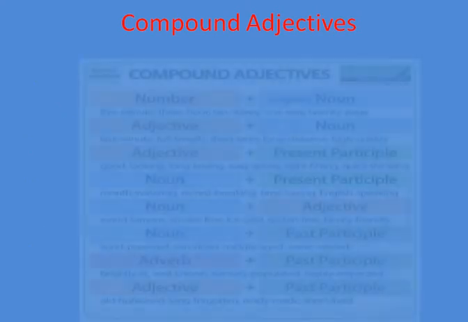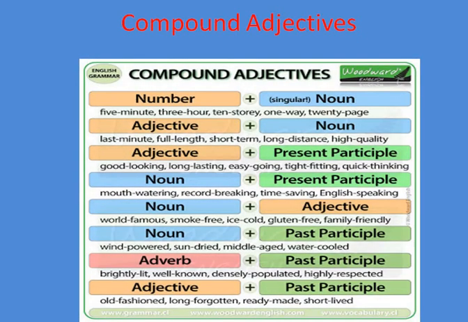Now all the combinations that I have discussed with you a little while ago are given in the form of a table. You can see a number plus noun, adjective plus noun, adjective plus present participle along with the examples, noun plus present participle, noun plus adjective, noun plus past participle, and adverb in combination with past participle, and last but not the least, adjective in combination with past participle along with the examples. Let's have a look at this table. Now I will move further.